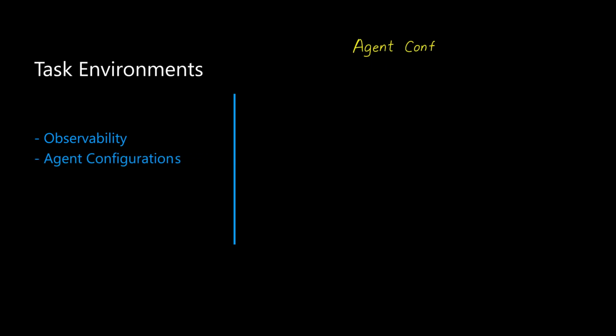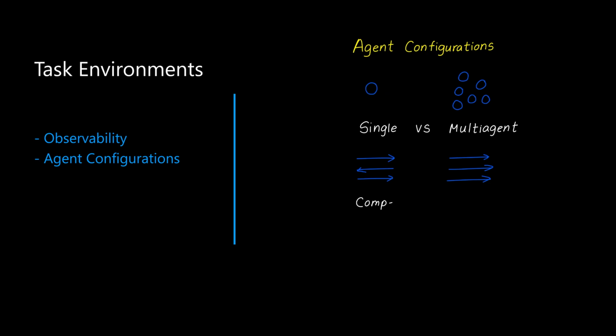Agent configurations matter for the exam. Single agent means one agent operating alone. Multi-agent means multiple agents interacting. Then there's competitive versus cooperative. Chess is competitive, two agents with opposing goals. A collaborative robot team is cooperative, multiple agents working towards shared goals.